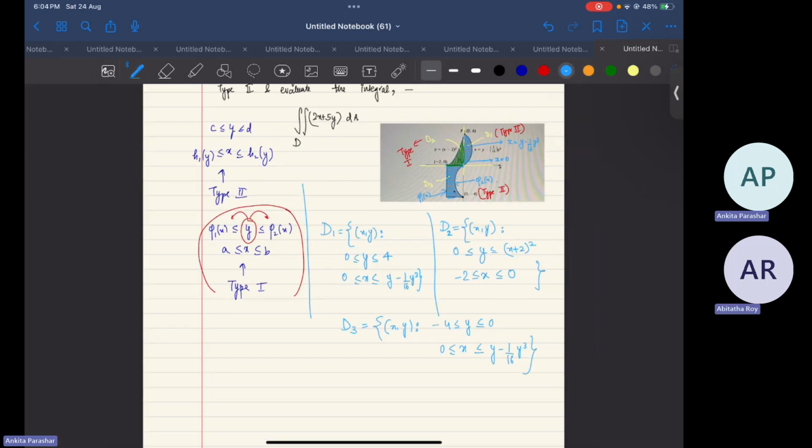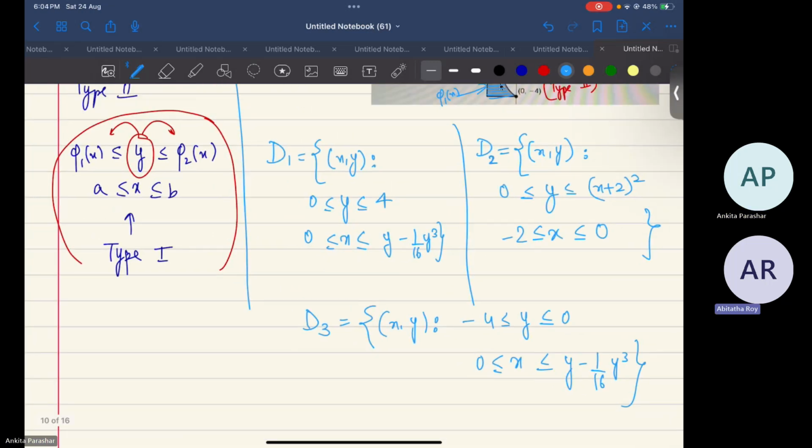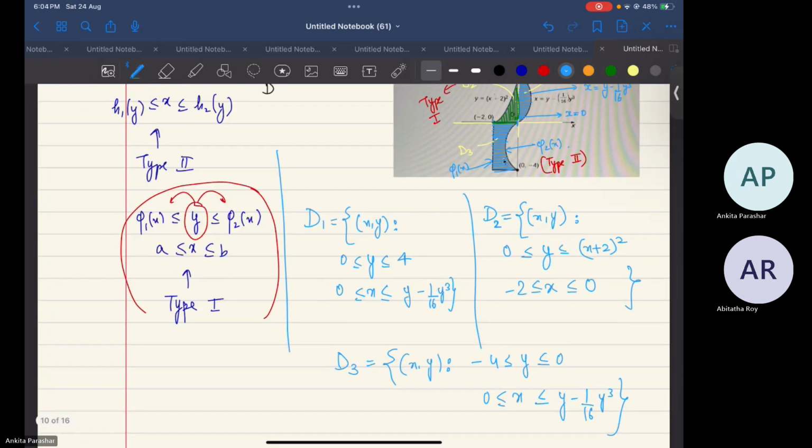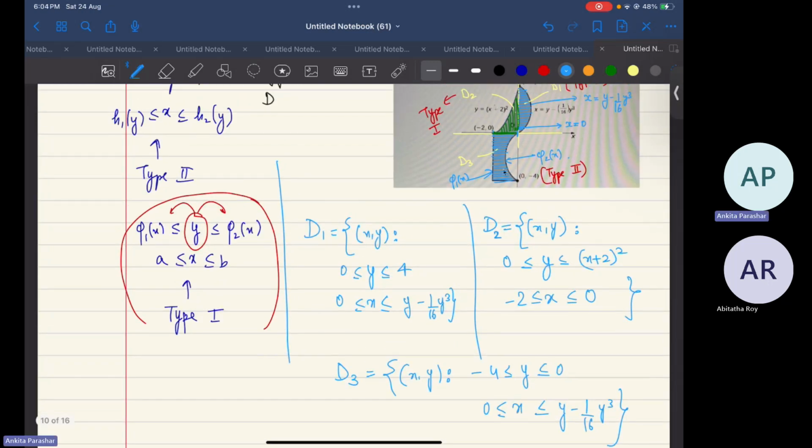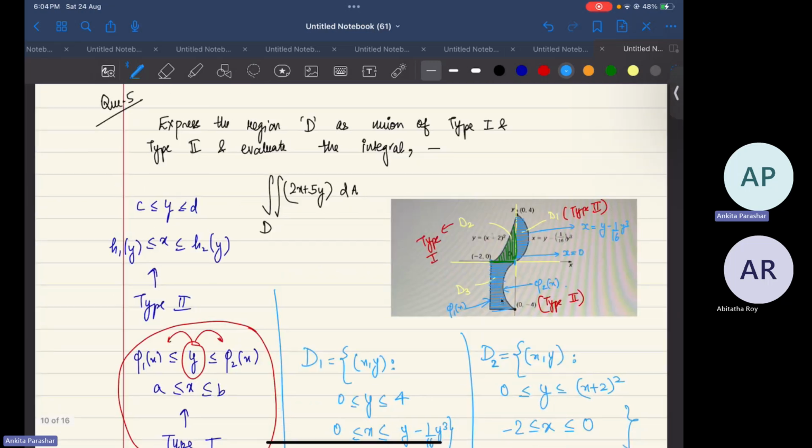X will be from minus 2 to y minus 1 by 16 y cube. Ah, right, this starts from minus 2. Yeah, you are right. Very good. So I think we have defined the domains very correctly now.